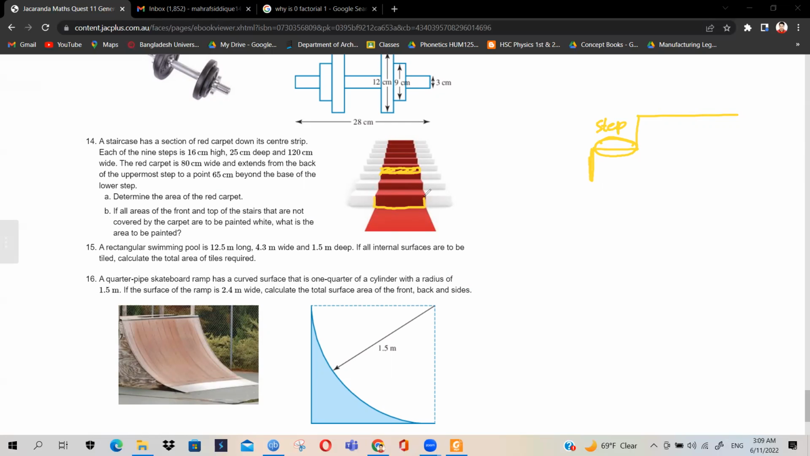As you can understand, for the riser portion you have to calculate the area as well. Now as you can see, they have already mentioned that the red carpet is 80 centimeter wide, so that is 80 centimeters. And what is the height of the riser? Height is 16 centimeter. So for these rectangles, the areas will be 80 times 16 centimeter squared. Is it understandable?